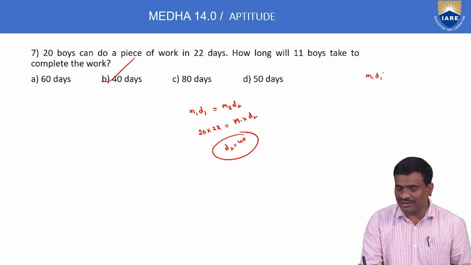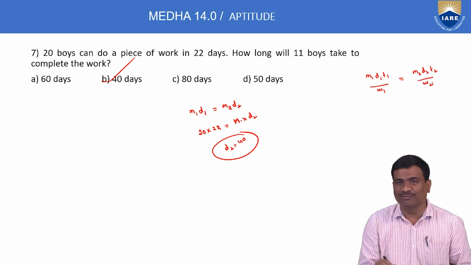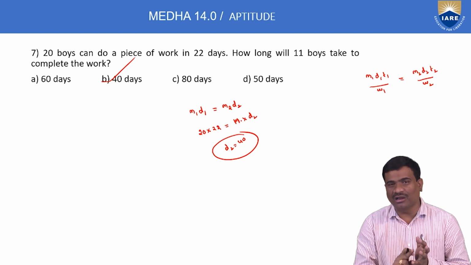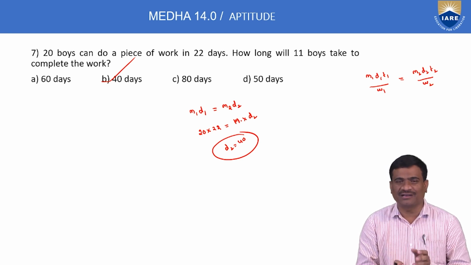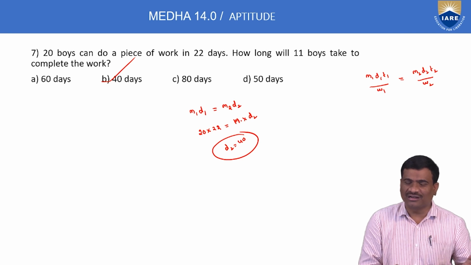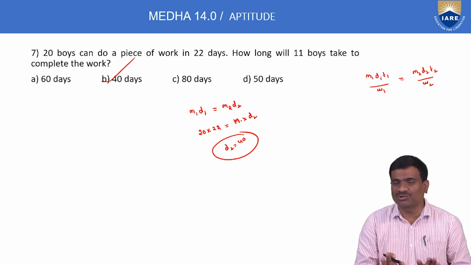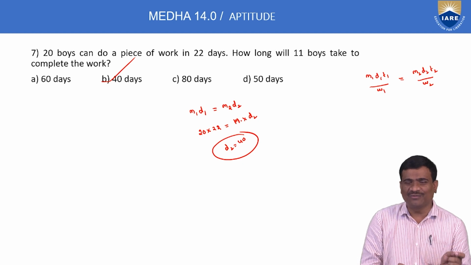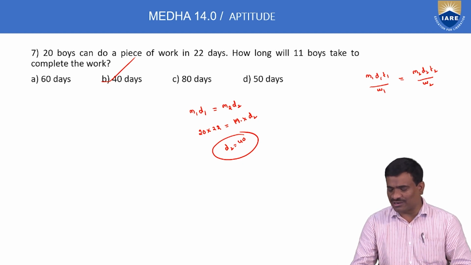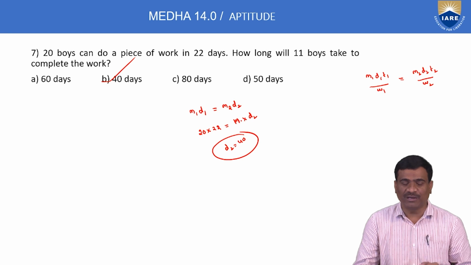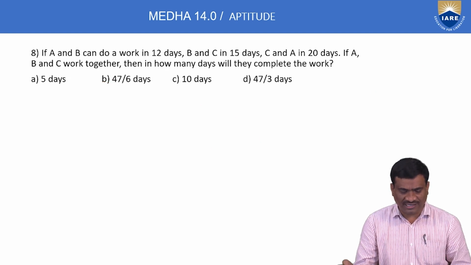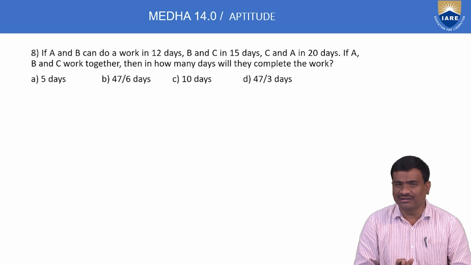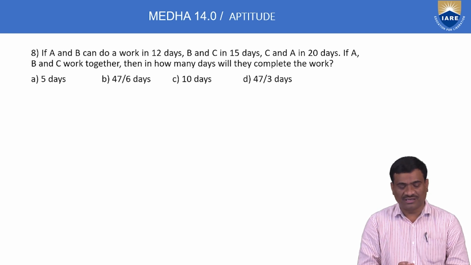Seventh example, relation only important. General relation: M1 into D1 into T1 by W1 is equal to M2 into D2 into T2 by W2. But here T1 and T2 are constant, W1 and W2 are the same. T1 is equal to T, T2 is equal to T. That term cancels. Calculate only M and D: M1 D1 is equal to M2 D2. Option B only correct.